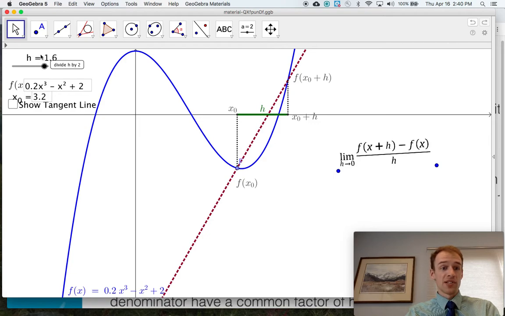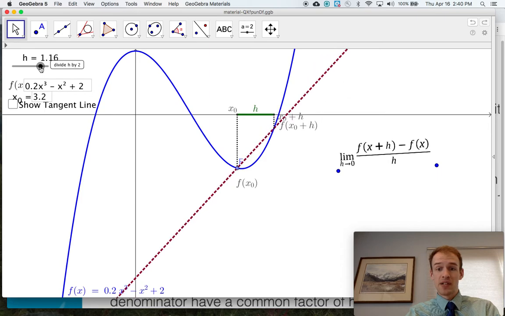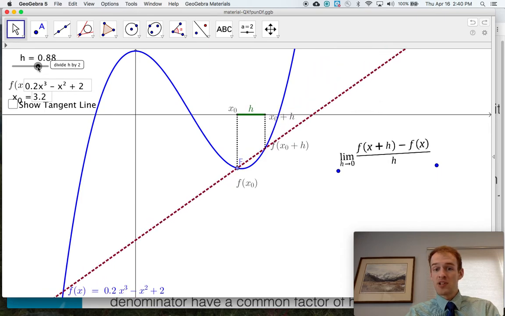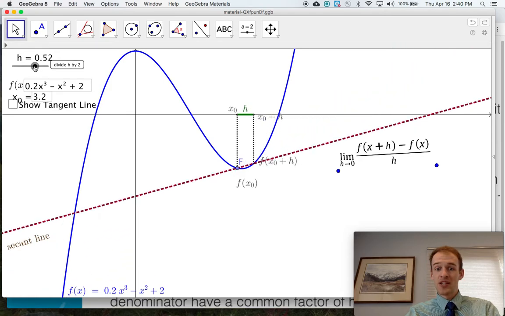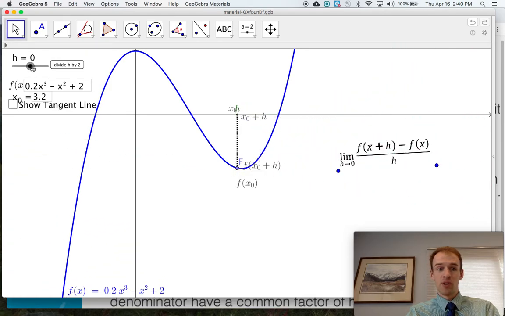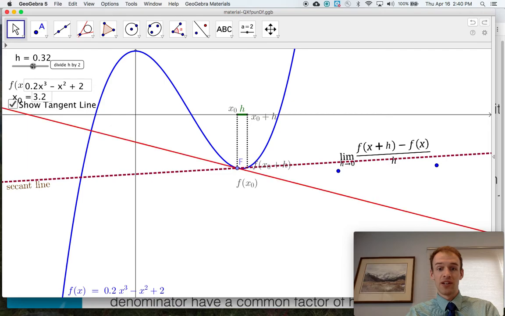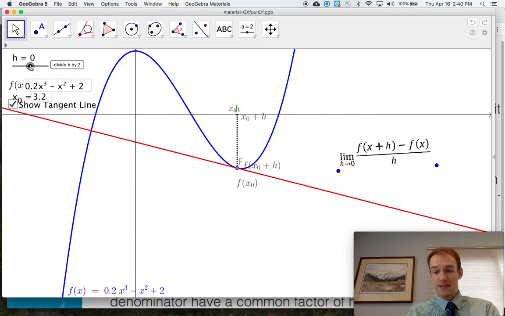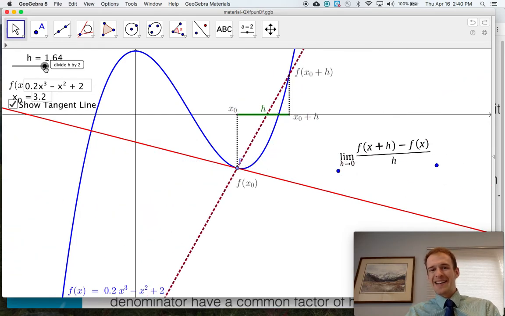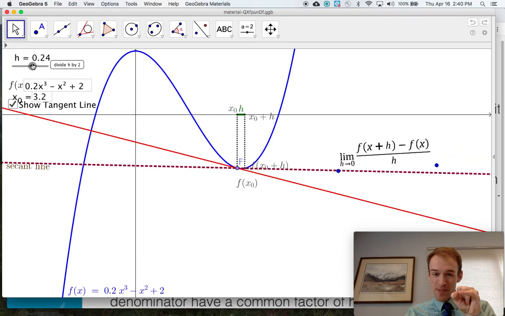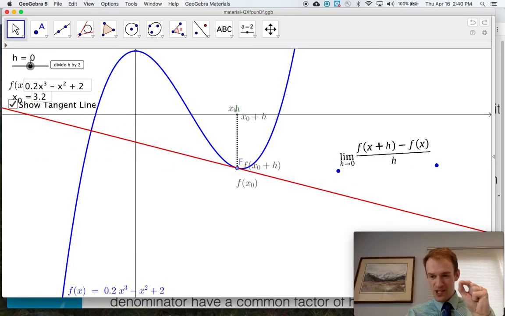Now, over here I have a slider for h, so I can actually make h approach 0. We can watch what happens. As h approaches 0, those 2 points get closer to each other, so my secant line is changing. What's it changing into? You can see it if I show the tangent line. It's changing into that tangent line. So I calculate the slope of my secant line, but I let h approach 0, and that secant line becomes my tangent line once h hits 0.